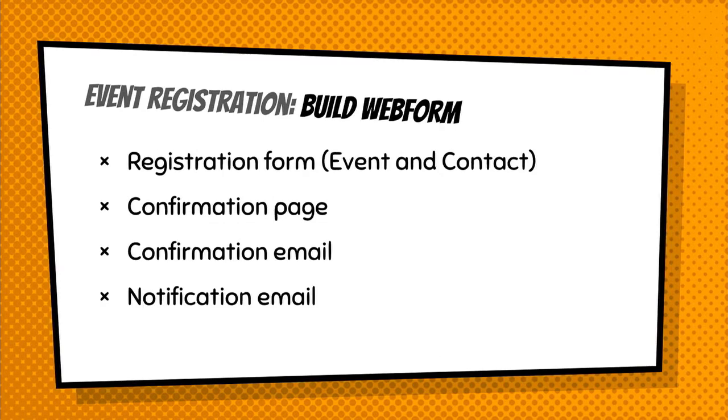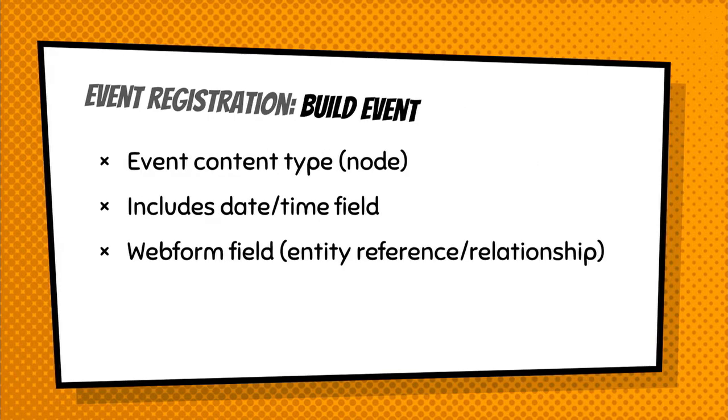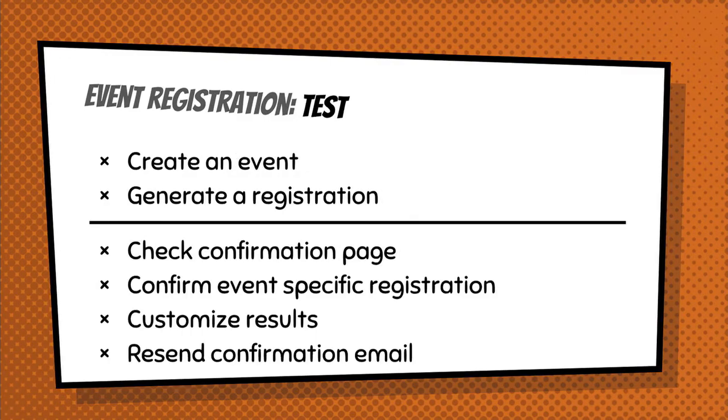So what we're going to build is a web form, where I described event and contact information. Then we're going to add a confirmation page, which is automatic, and then an email and a notification. The event will be an event content type with a date field and a web form field attached to it so that the web form can be rendered under the event.